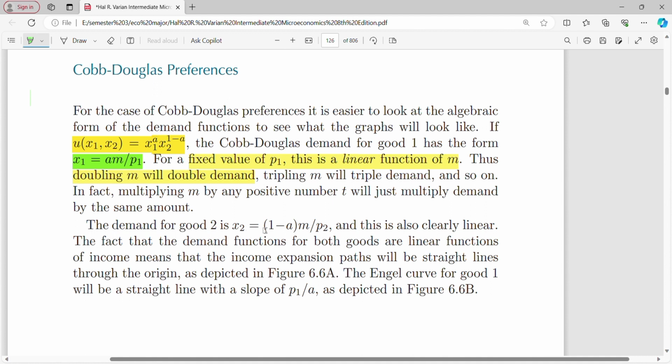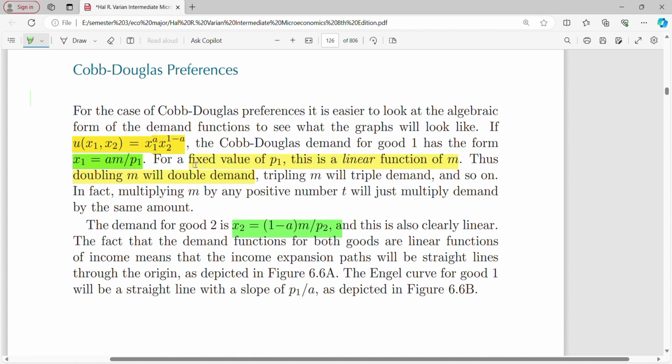So the demand for good 2 will be (1 minus a)M by p2. Because we know the exponents have to sum to 1, so if one is a, then the next one will be 1 minus a. We have discussed this in the last class, just go through that. So this comes like this.